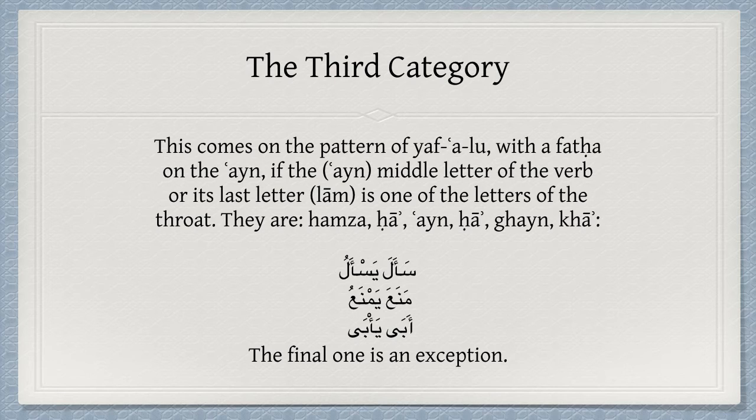So the examples the author gives us: Sa'ala yas'alu, right? Sa'ala, so Hamza is a throat letter. Yas'alu. Mana'a, Ain, throat letter. Yamna'u. Aba ya'ba. Great. The final one is an exception. So what does it mean that it's an exception?